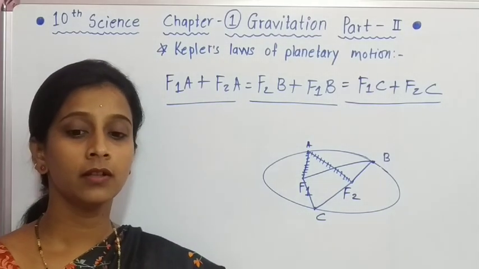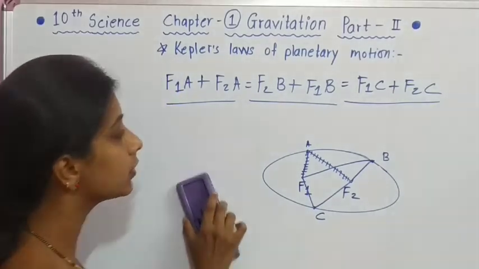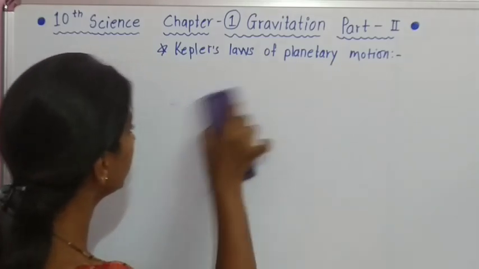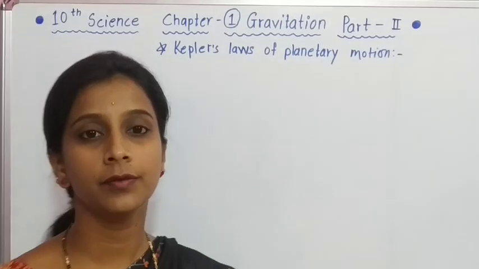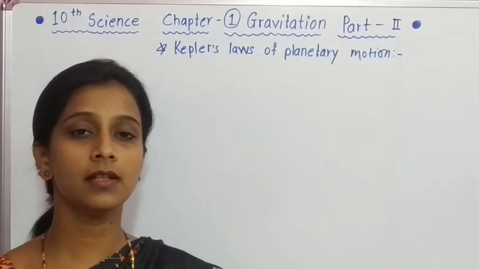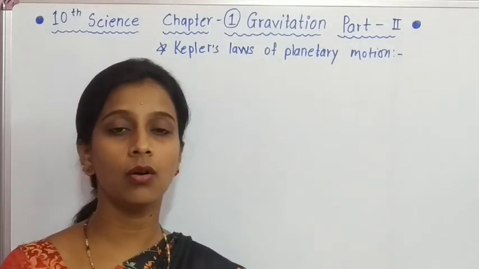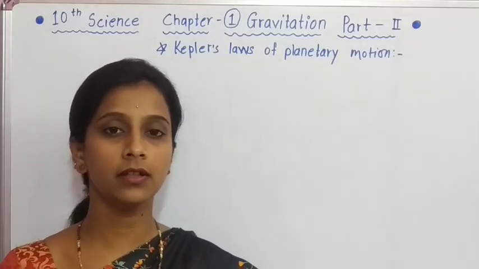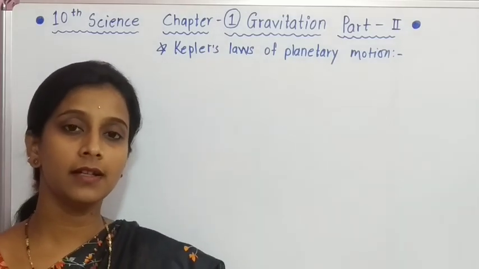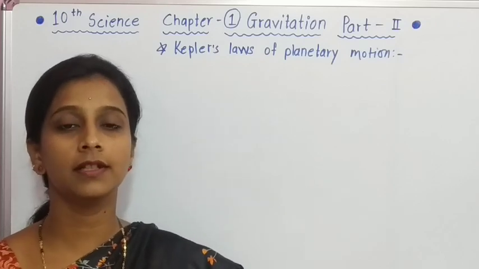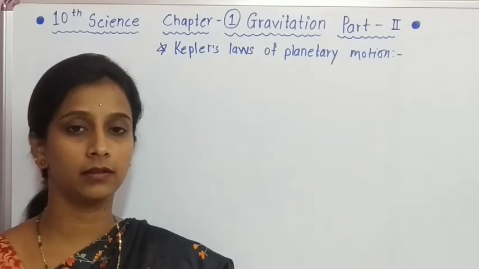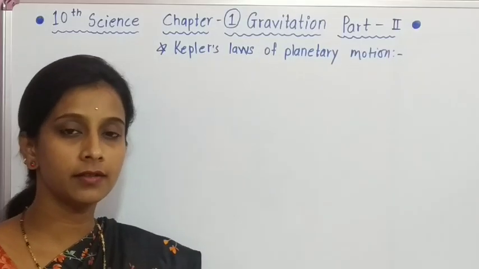Now we will see the laws of planetary motion which were derived by Johann Kepler. Students, we know we are present in the Milky Way galaxy, and the Sun is the center of our solar system, and all the remaining planets are revolving around the Sun. So according to Kepler, these planets revolving around the Sun are in elliptical orbits. They move around the Sun in an elliptical path and the Sun is present at one of its foci.